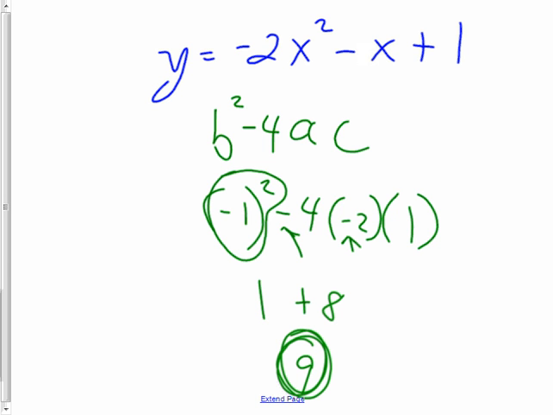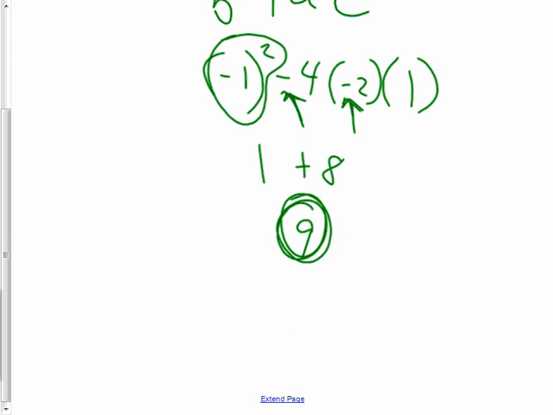No, 2 negatives. It happens all the time. People think 1 minus 8. Nope. There were 2 negatives. So what does that mean? I got 9.